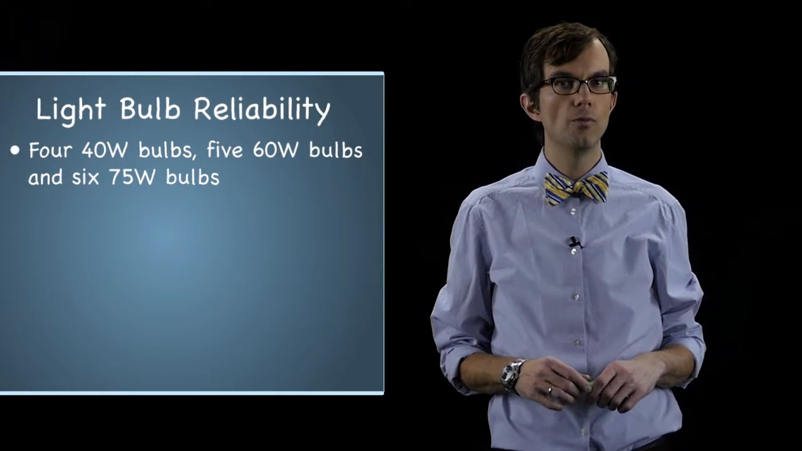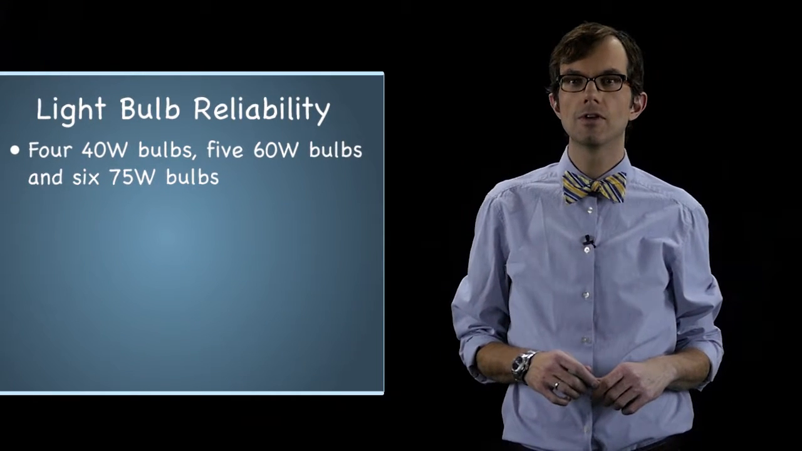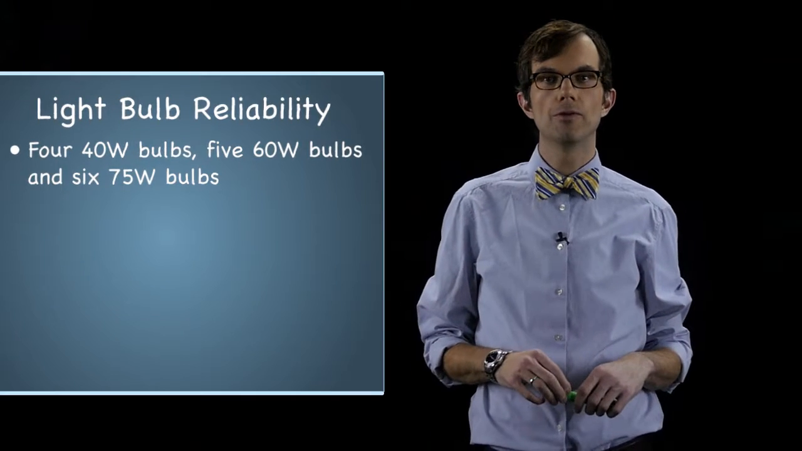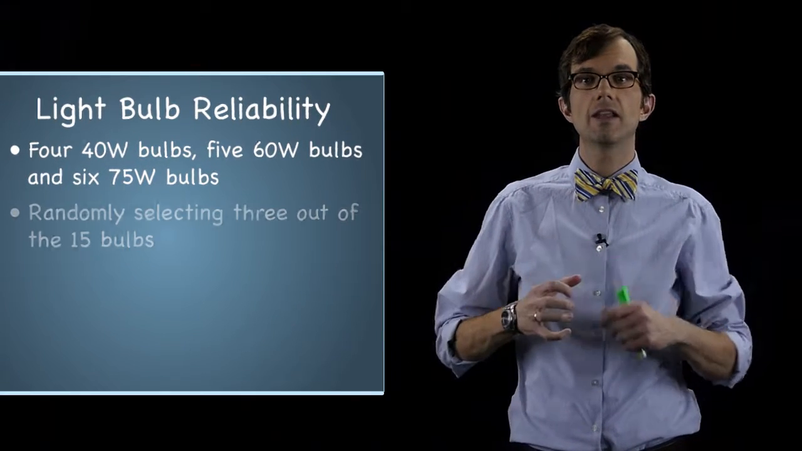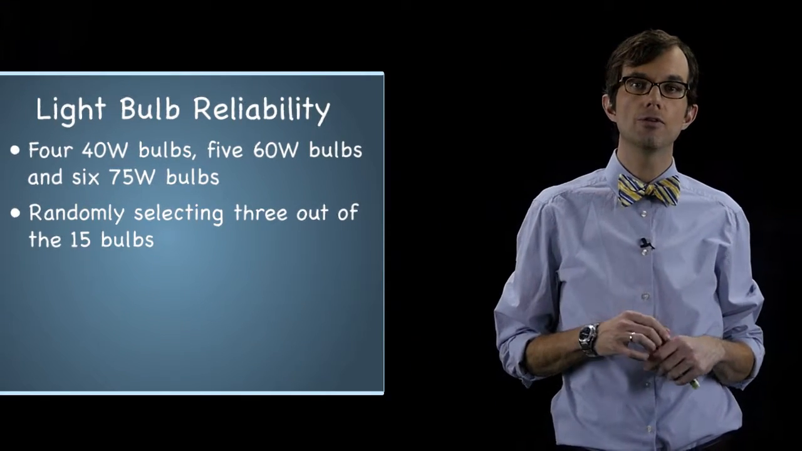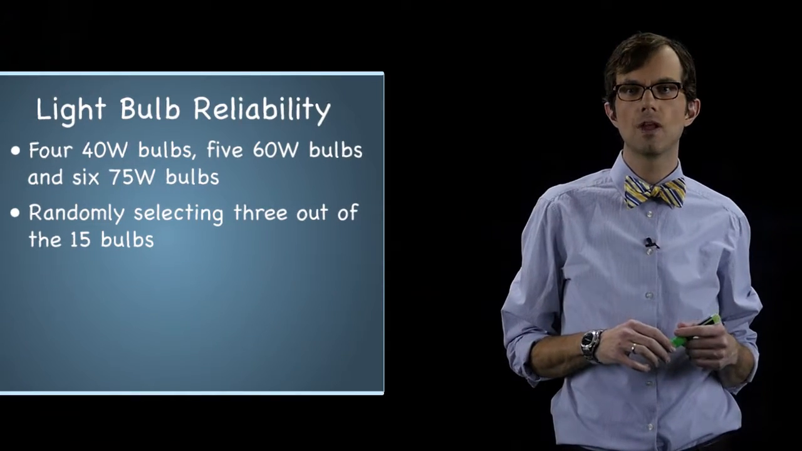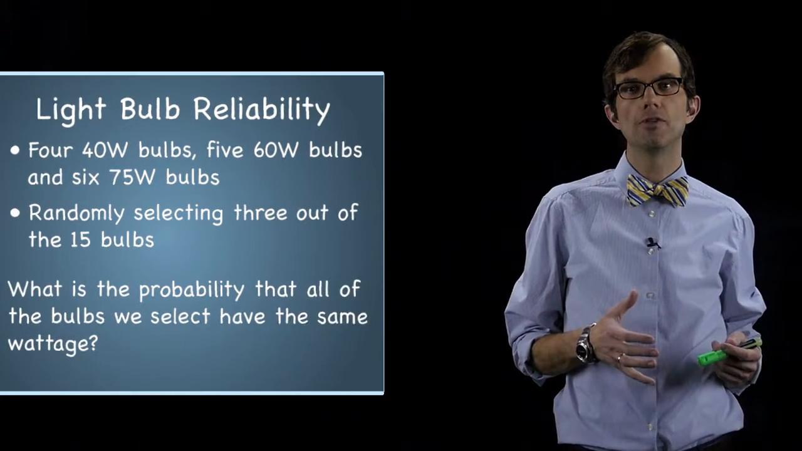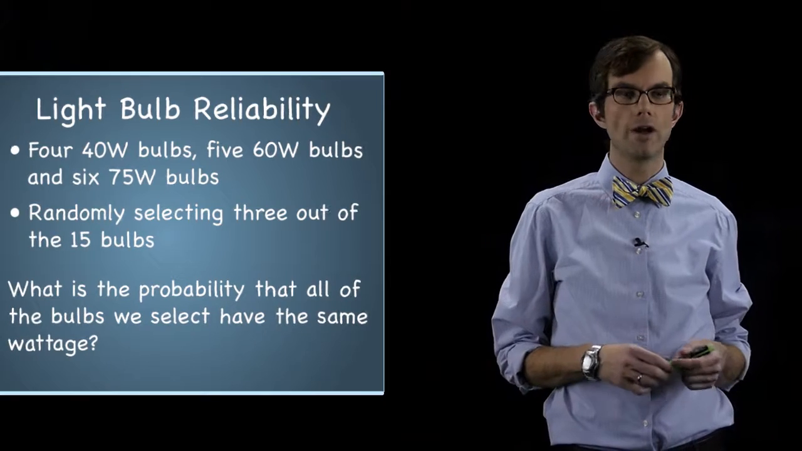Let's go back to the Bright Idea Incorporated light bulb reliability testing example. Recall that there were 4 40-watt bulbs, 5 60-watt bulbs, and 6 75-watt bulbs at our disposal. And we're randomly selecting 3 bulbs out of those total of 15 bulbs. What's the probability that all of the bulbs that we select have the same wattage?